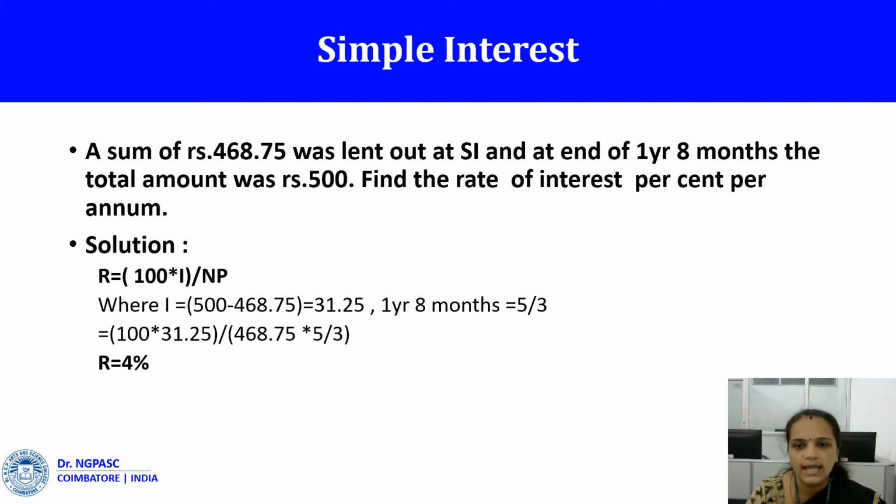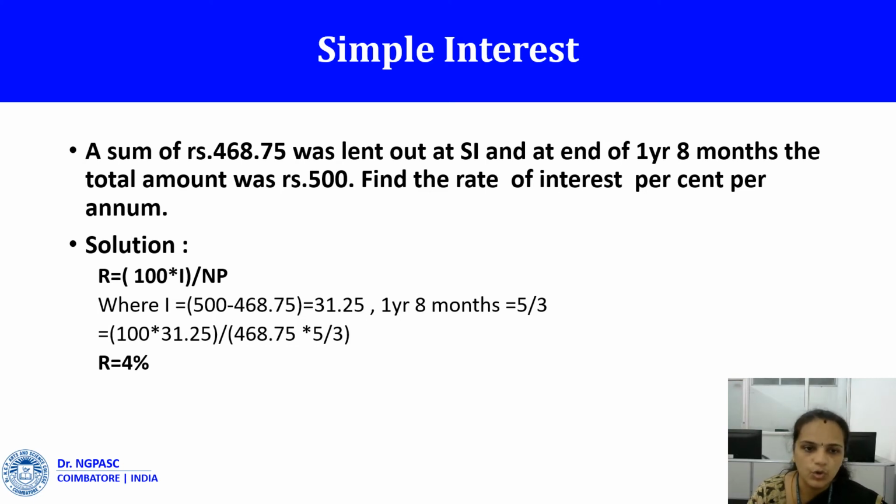Okay, after 1 year 8 months, the person is returning 500 rupees. They're asking what the rate of interest is. We know how much extra he pays: instead of paying 468.75, he pays 500 rupees. That is, he pays an extra 31 rupees 25 paise, and this extra amount is taken as interest.